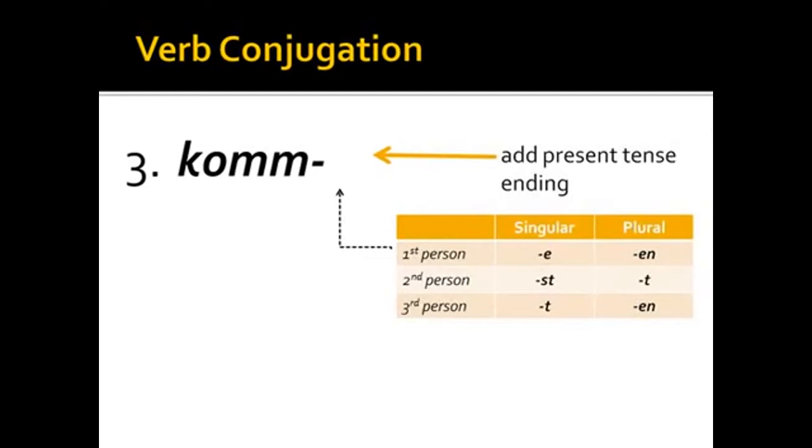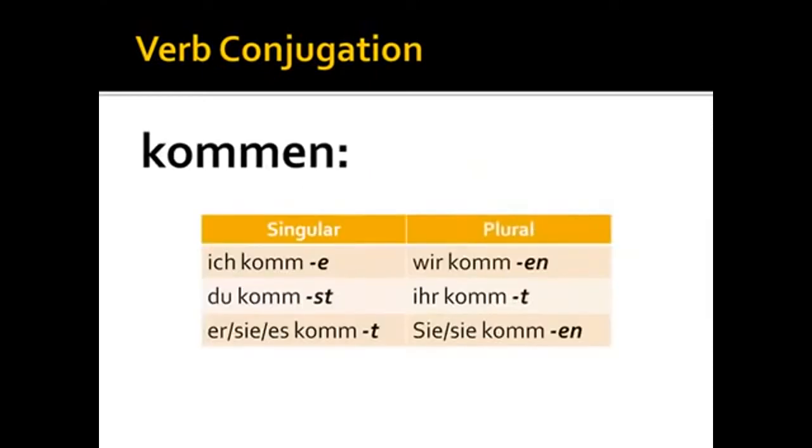So what you get is essentially, if we look at the next slide, ich komme, du kommst, sie, er, es kommt. I am coming, you are coming, he, she, it is coming. In the plural, wir kommen, ihr kommt, sie kommen.